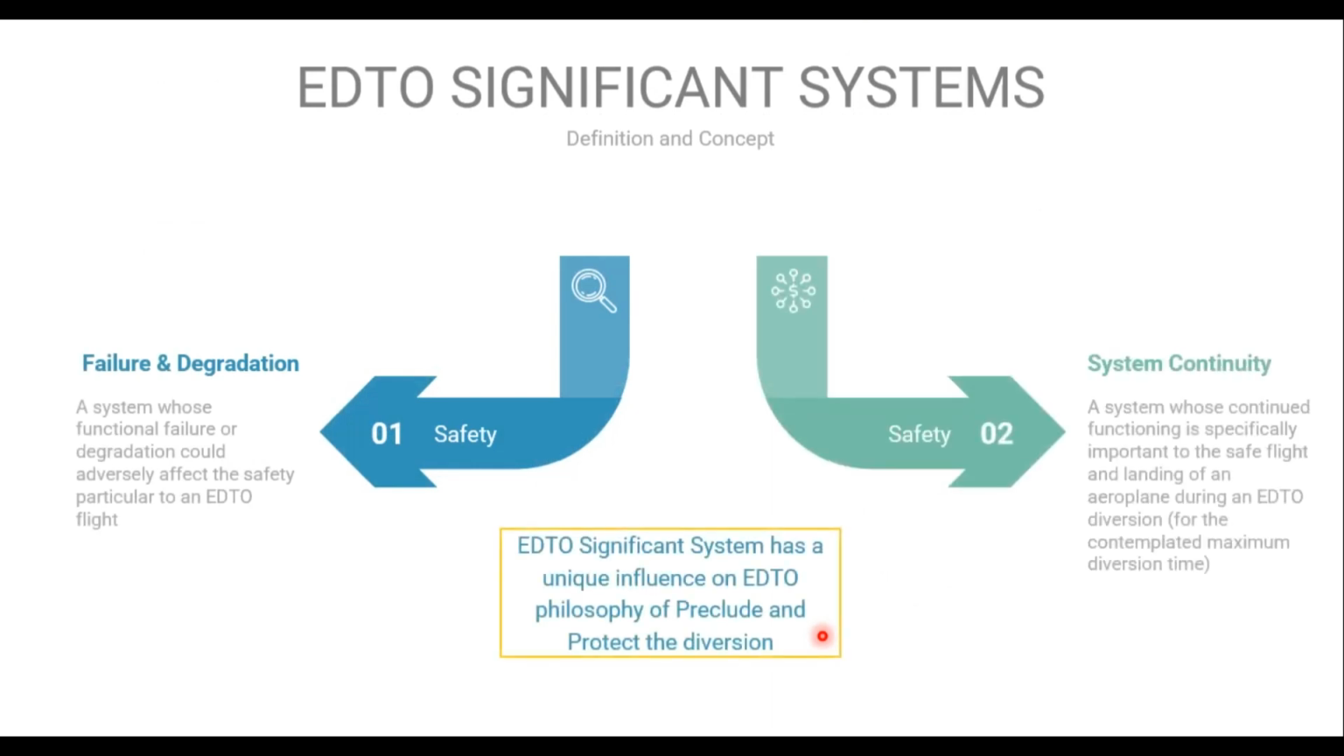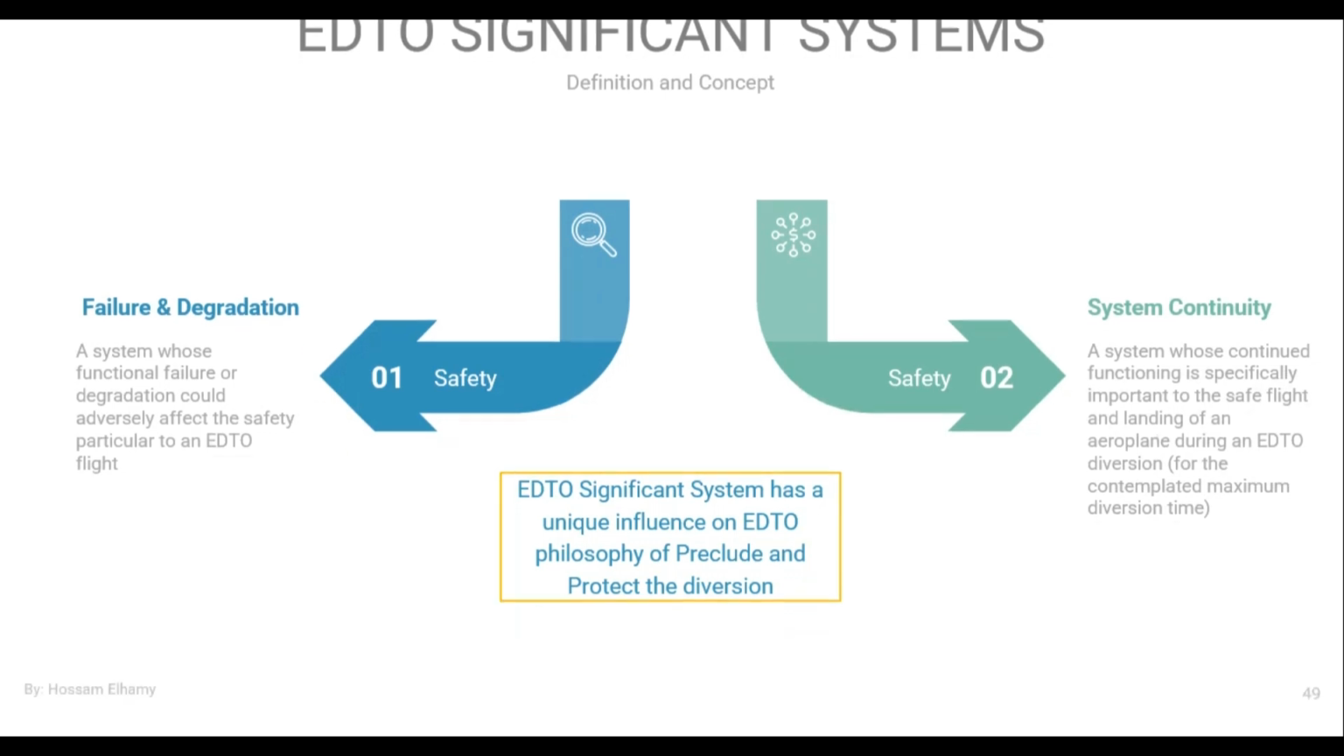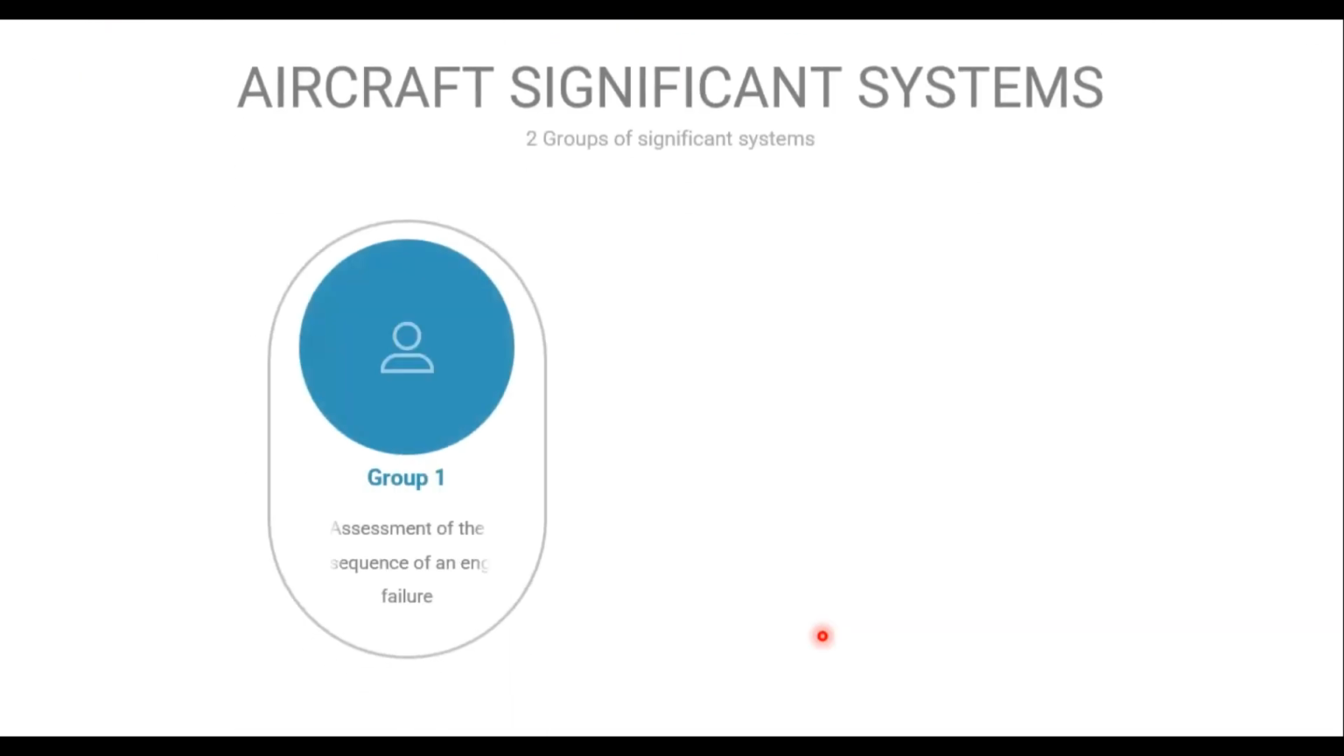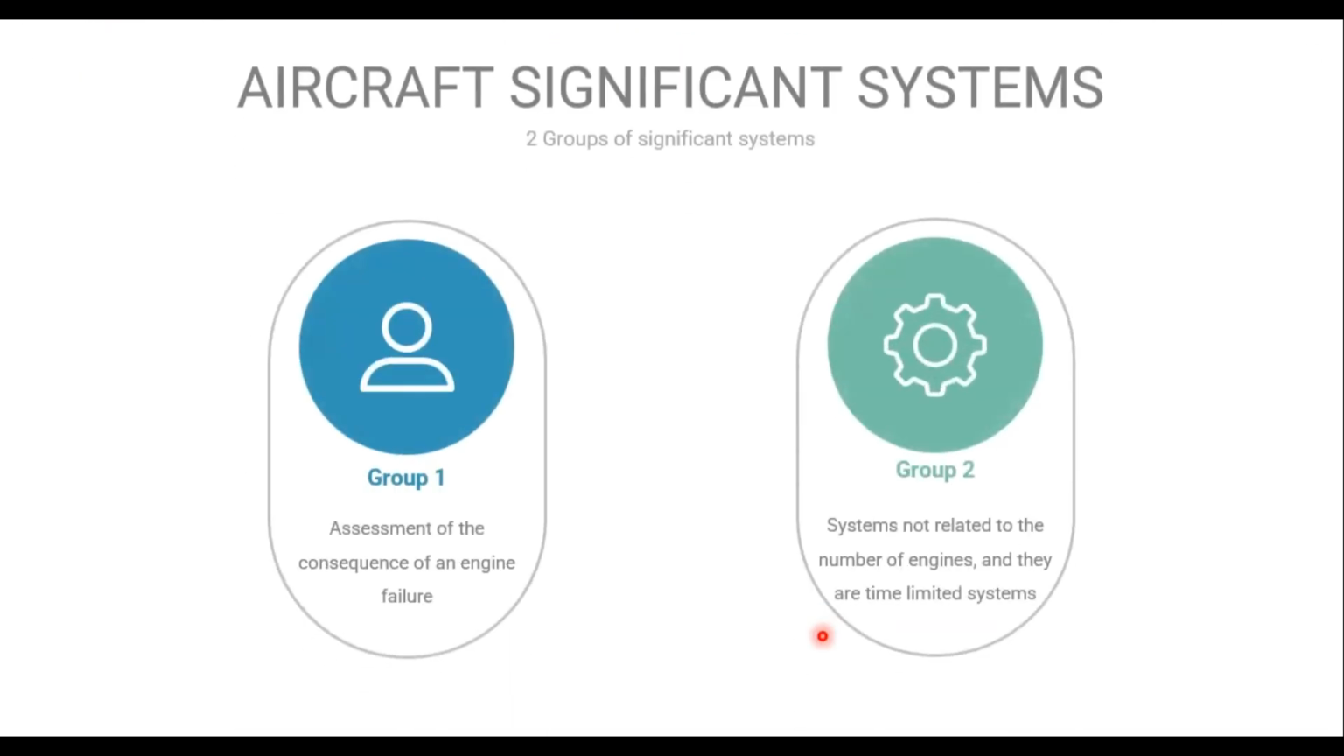So we have here the significant systems. We have two types of significant systems: those that affect safety due to failure or degradation in the system, or system continuity, and they are related to the time scale. So let me just explain that. The significant systems on the aircraft form two aircraft significant system groups. We have group number one.